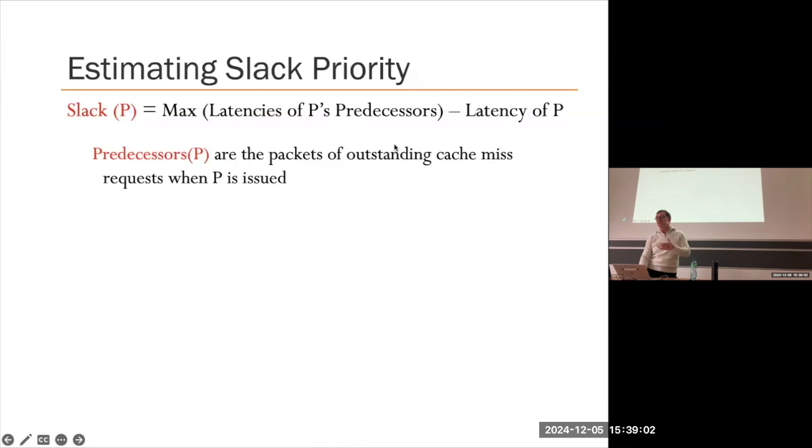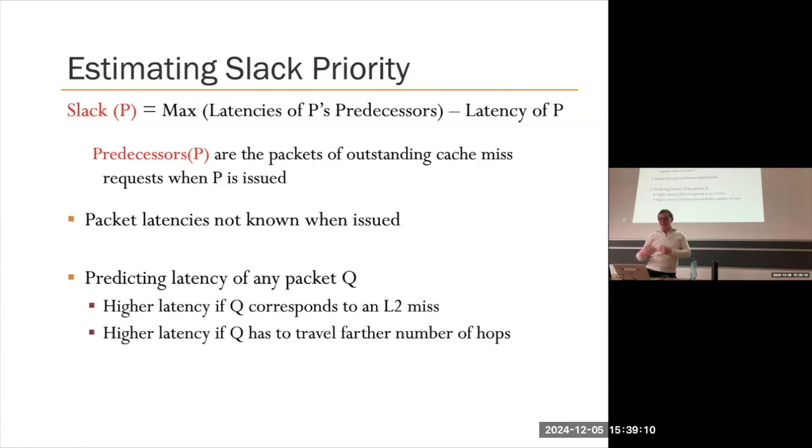We're looking at cache miss traffic. That's why this is an outstanding cache miss request when P is issued. So the problem is packet latencies are not known when you're issued, right? So you need to predict the latency of any packet, Q. You have higher latency if Q is an L2 miss, because now you go to the memory controller. We're assuming a network where L1 cache misses go on the network, go to the appropriate L2 cache slice somewhere in the network.